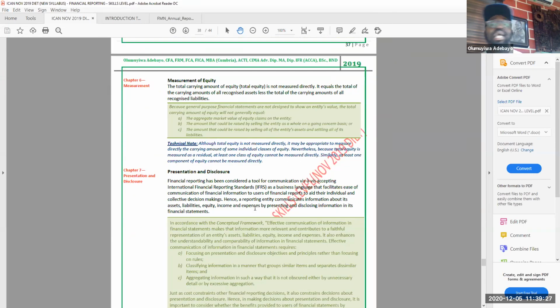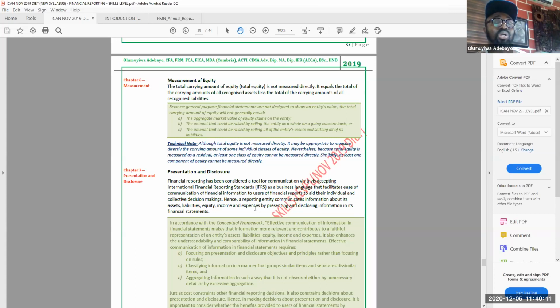Now take note, I told you that equity is only measured once in its lifetime. Why? Because equity going forward will be measured by the residual interest in the assets after deducting the liabilities, which means it's not subjected to remeasurement. It's only measured once in its lifetime. And let's see why. The total carrying amount of equity is not measured directly. It equals the total carrying amount of all recognized assets less the total amount of all recognized liabilities. Because the general purpose financial statements are designed to show an entity's value, the total carrying amount of equity will not generally equal the aggregate market value of equity claims on the entity.